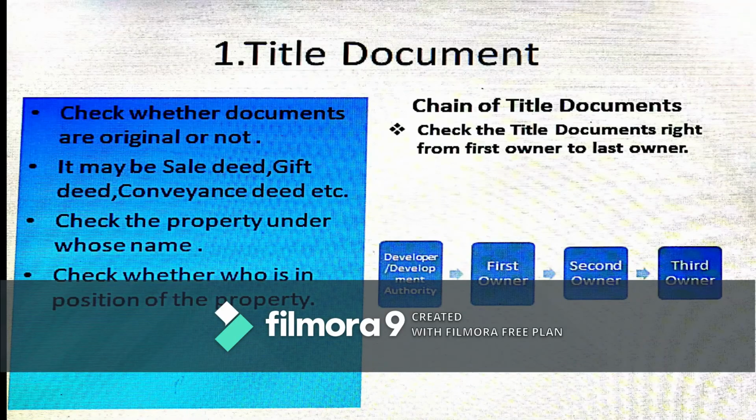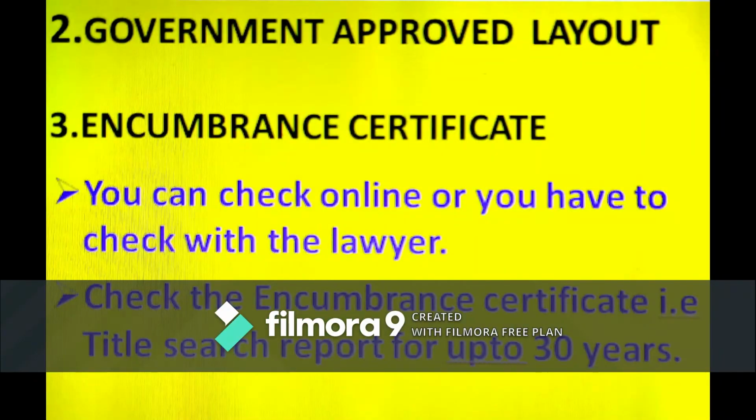Check the chain of title documents right from first owner to last owner: developer or development authority, first owner, second owner, third owner. Check government approved layout. Check encumbrance certificate. You can check online or you have to check with the lawyer. Check encumbrance certificate, that is title search report for up to 30 years.